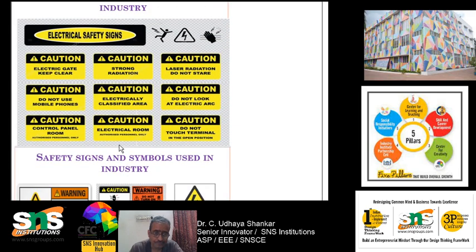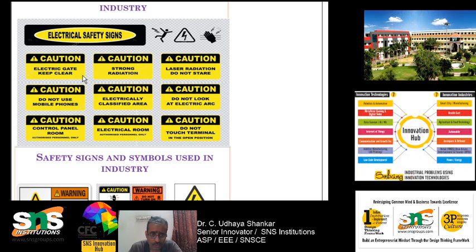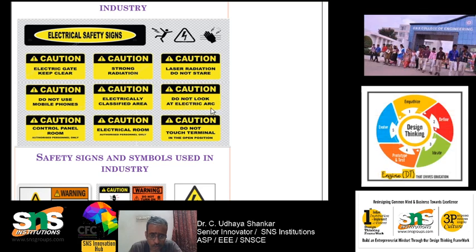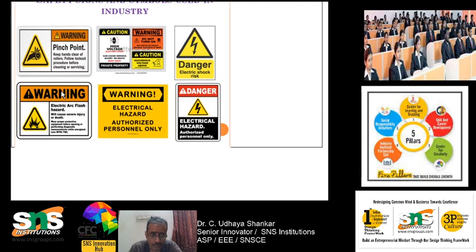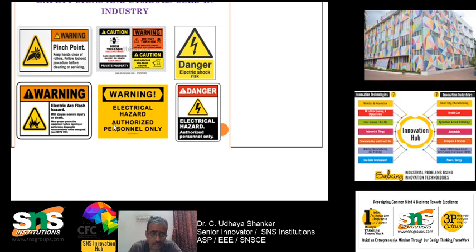Okay. So these are the different safety signs which we have to use. Safety signs like electrical safety signs, caution, strong radiation, or electrical gate keep clear, and laser radiation, do not stare, do not look at the electrical arc. So these are the different safety signs which are used. Okay, so safety signs and symbols used in industries. You can see that a warning can be placed, such as pinch point, or caution can be placed, and warning, electrical hazard, authorized personnel only. So like this, the electrical safety signs and symbols have to be placed. So danger, electrical hazard, authorized personnel only.